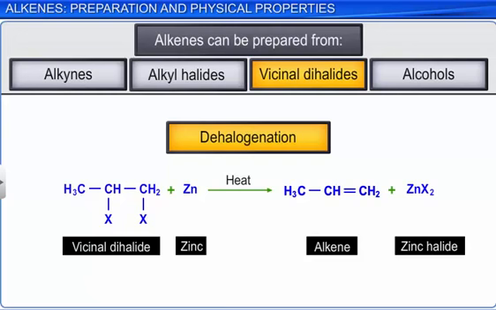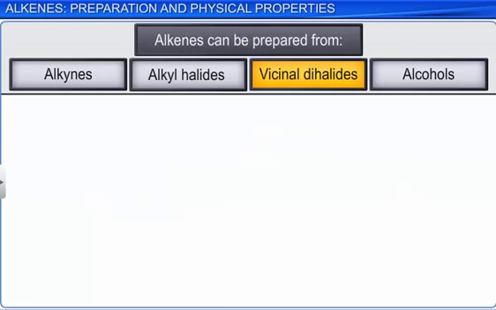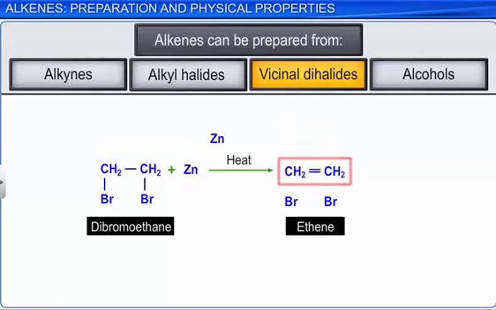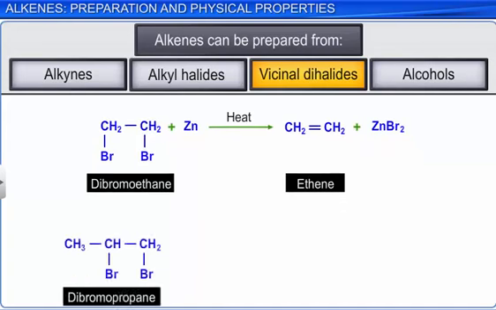For example, when dibromoethane is treated with zinc, it forms ethene and zinc bromide. And when 1,2-dibromopropane is treated with zinc, it forms propene and zinc bromide.